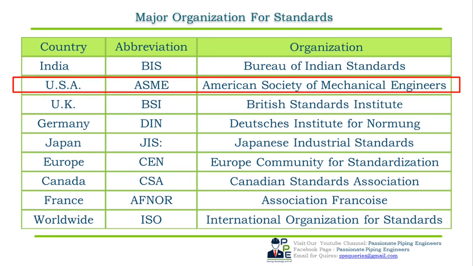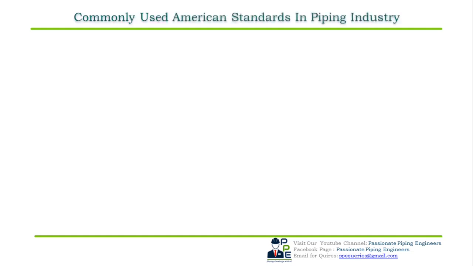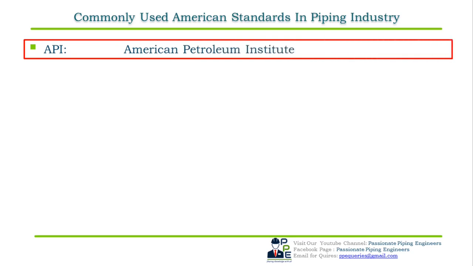One more standard we have for worldwide is ISO, International Standard Organization. Some of the commonly used American standards in piping are API, American Petroleum Institute. Rules and standards for the oil and gas industry are issued by this institute and are followed by almost all the oil and gas companies in the world.